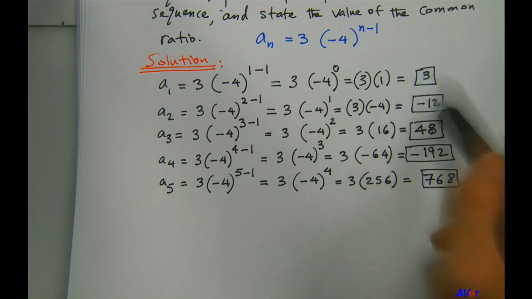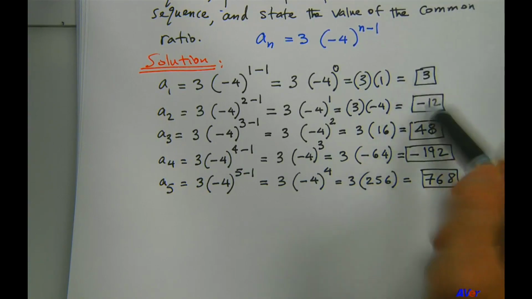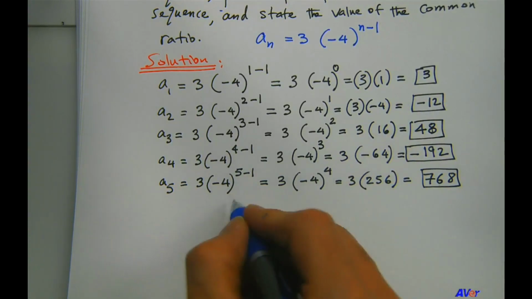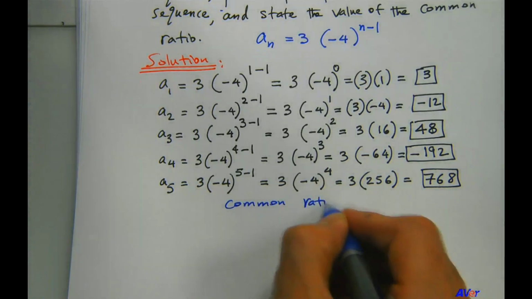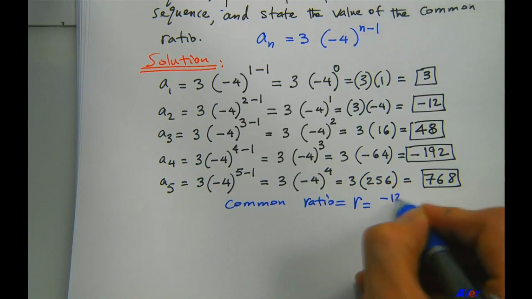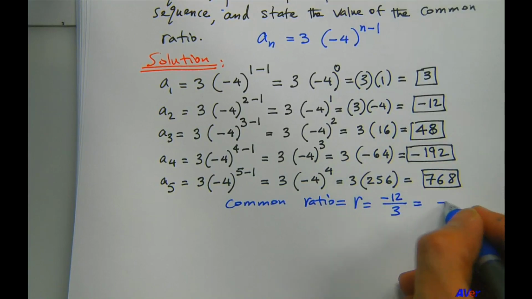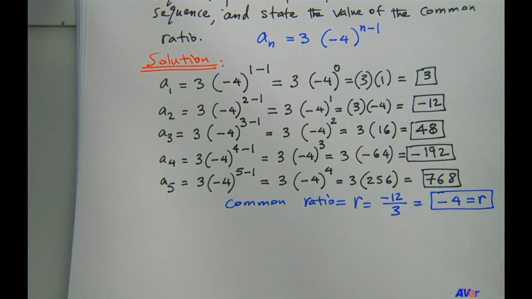So I'm going to pick the easiest one because it's always the same for any consecutive numbers. So I'm going to divide negative 12 by 3. So the common ratio, which is equal to r, is equal to negative 12 over 3, easiest values, and that is negative 4. And this is our common ratio.